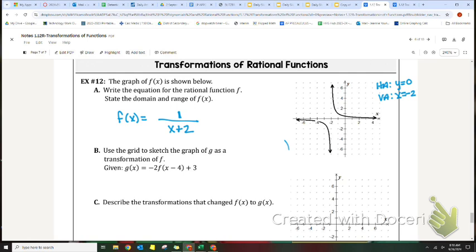Does that give us that horizontal asymptote at y equals 0? Yes, because our highest degree is in the denominator. All right, B says use the grid to sketch a graph of G as a transformation of F. So we're going to take this equation.